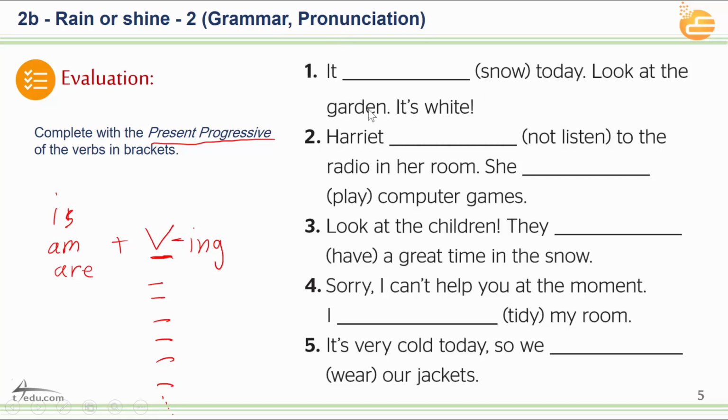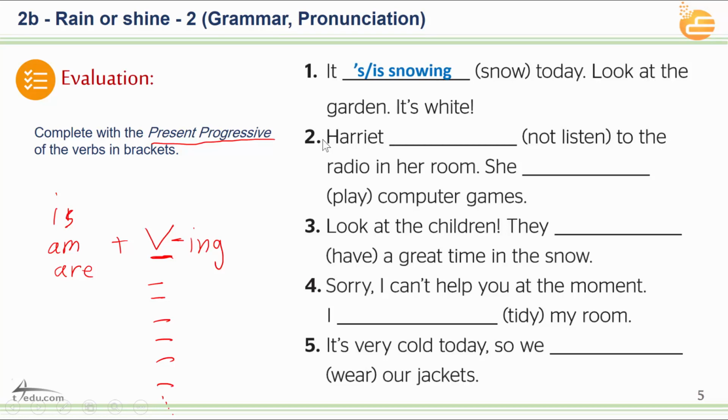Number one, it snow today. Look at the garden, it's white. It, should we say is, or maybe am, or are? Is, excellent. It is snow. This is the verb with ing. It should be snowing. It is or it's snowing.